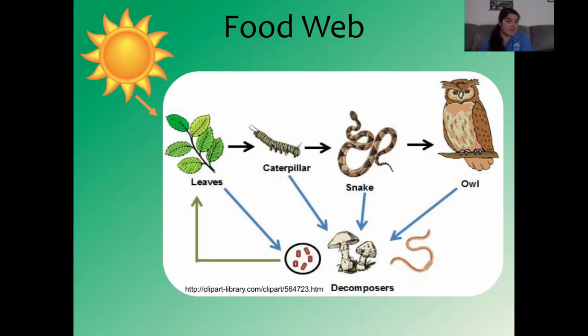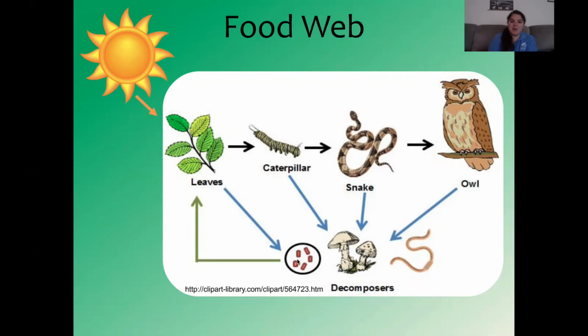How do the leaves pass that energy on to the caterpillar? The caterpillar eats the leaves. Same thing with our snake. The snake gets the energy from the caterpillar by eating the caterpillar. And same with the owl. The owl gets the energy from the snake by eating the snake.